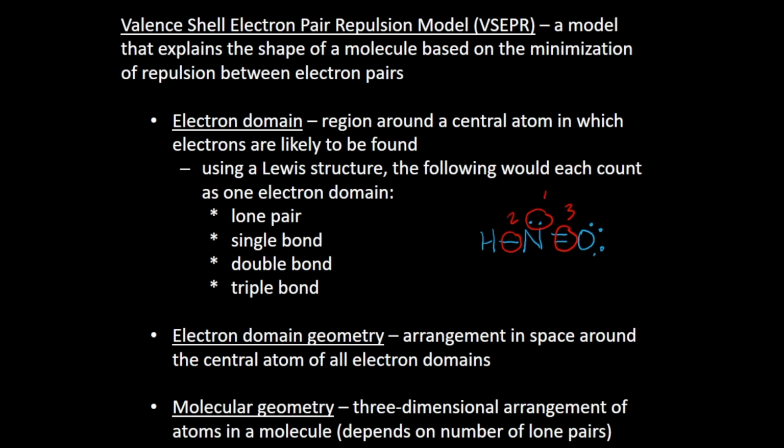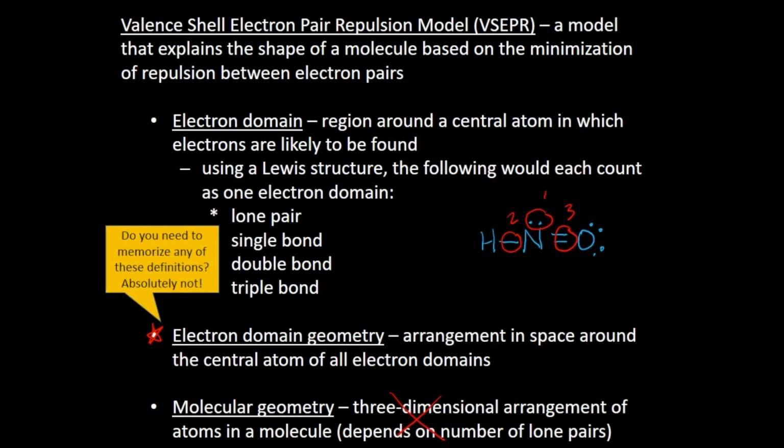Next, let's differentiate between electron domain geometry and molecular geometry. Electron domain geometry depends only on the number of electron domains around the atom that we are considering. This is what we care about in organic chemistry. Molecular geometry depends on whether those electron domains are lone pairs or not. We generally don't care about this in organic chemistry.